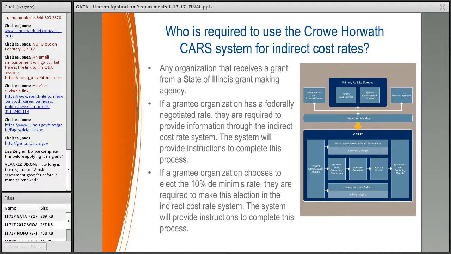And one thing I should mention is that the de minimis rate is often chosen because the documentation requirements are a lot less burdensome. You don't have to submit an indirect cost rate proposal, but there is information that is required to be submitted, and there are templates for the de minimis rate and other types of rates on the GATA website that you can review.